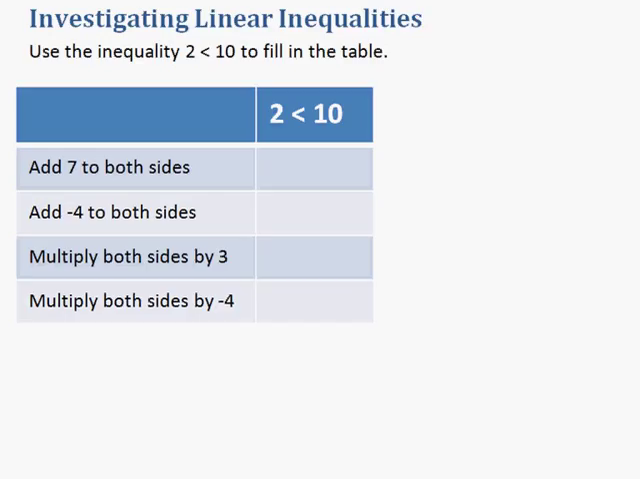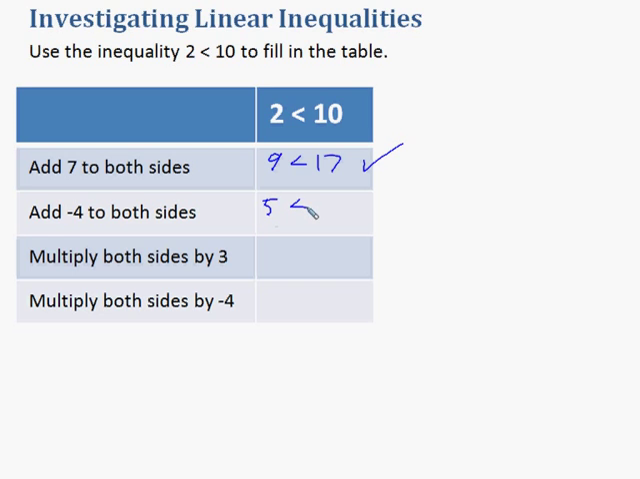Let's add 7 to both sides. So we're adding the same thing to both sides. So these are going to be similar to what we mentioned before. Add 7 to both sides, you get 9 is less than 17. Add negative 4 to both sides. Oh, by the way, 9 is less than 17, that's still true.